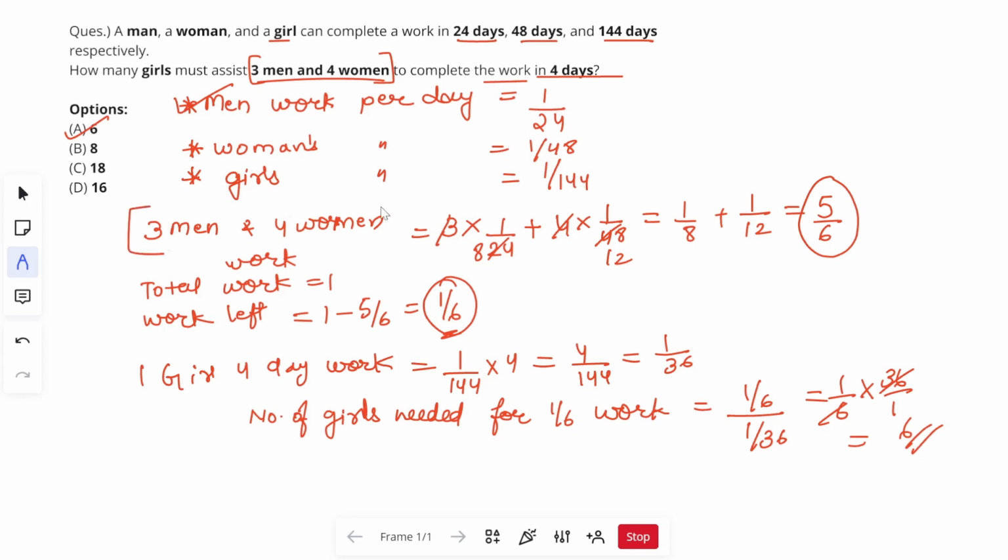Based on that, we have calculated the work done by 3 men and 4 women, which is going to be 5 by 6. The total work was 1 and the remaining work is 1 minus 5 by 6, which is 1 by 6, and this remaining work needs to be done by girls. We are told that the girls need to complete it in 4 days, right? So one girl in 4 days can do how much work? 4 by 144, which simplifies to 1 by 36. Then we have taken the remaining work divided by this value, which is 1 by 36. Finally, we have got the value as 6.